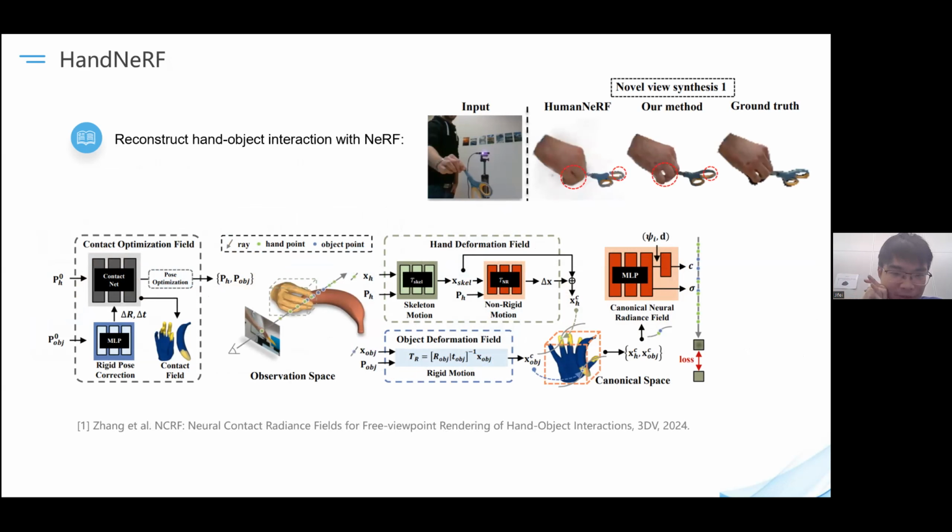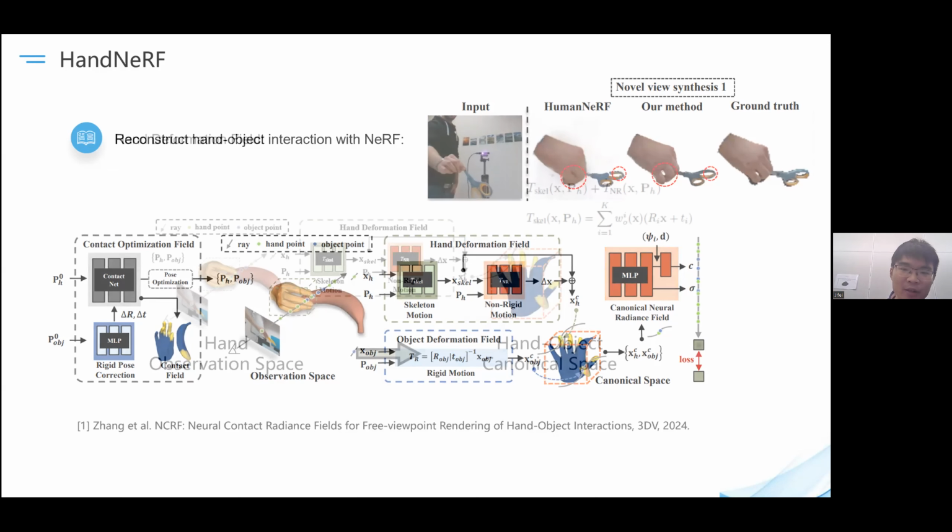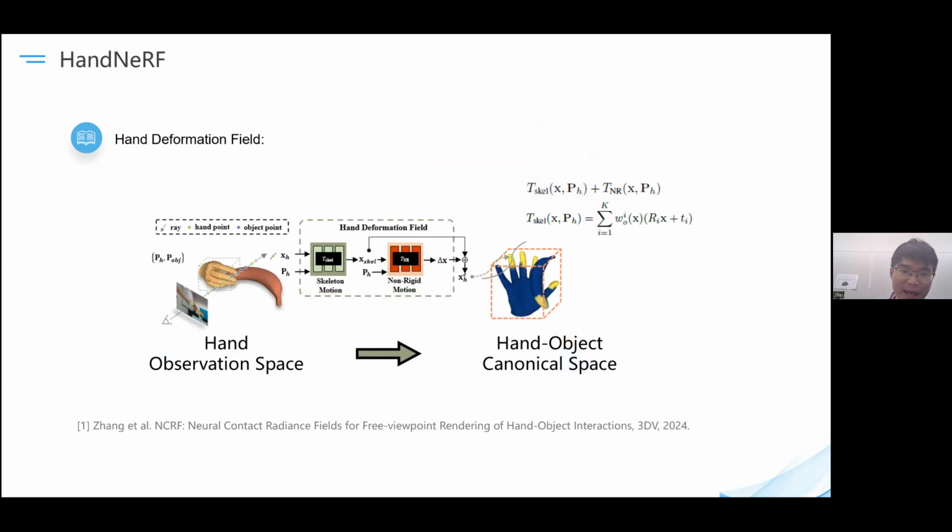So what we are doing here is trying to model the grasping process. For example, we are trying to grasp some object, and we use NeRF to reconstruct the whole process. Specifically, at first we model the hand using NeRF. As you can see from here, we have this hand deformation field. Again, we have skeleton motion and also non-rigid motion. So we can reconstruct the hand in a very nice way, given the hand pose.